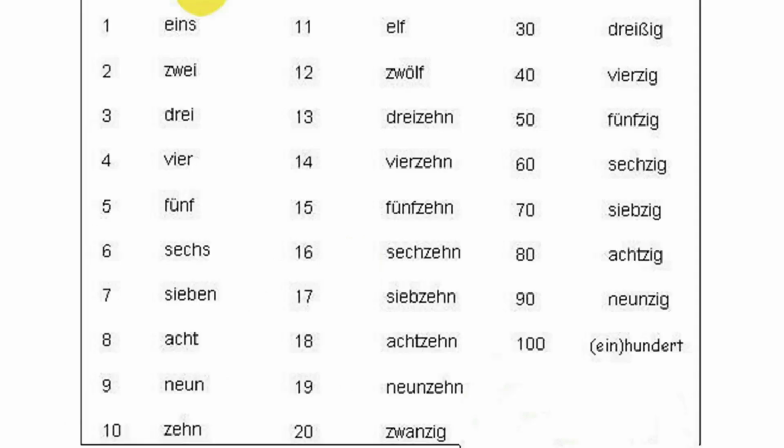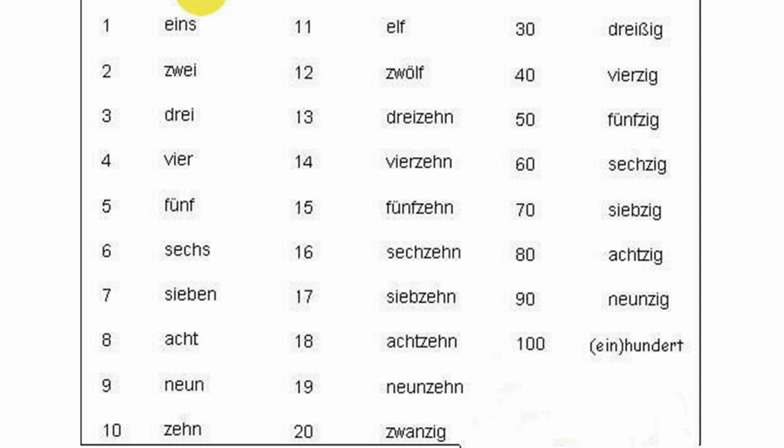So now we are going to learn numbers. Numbers from 1 to 100. So, eins, zwei, drei, vier, fünf, sechs, sieben, acht, neun, repeat after me, neun, zehn, elf, zwölf.